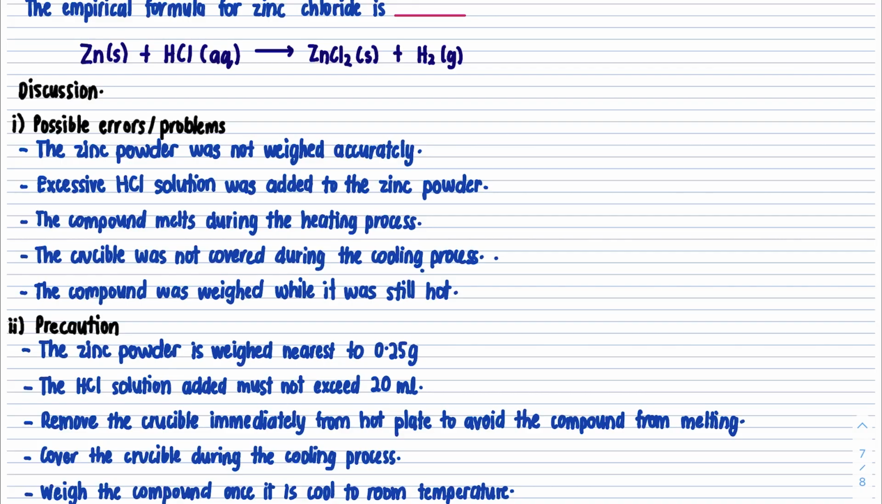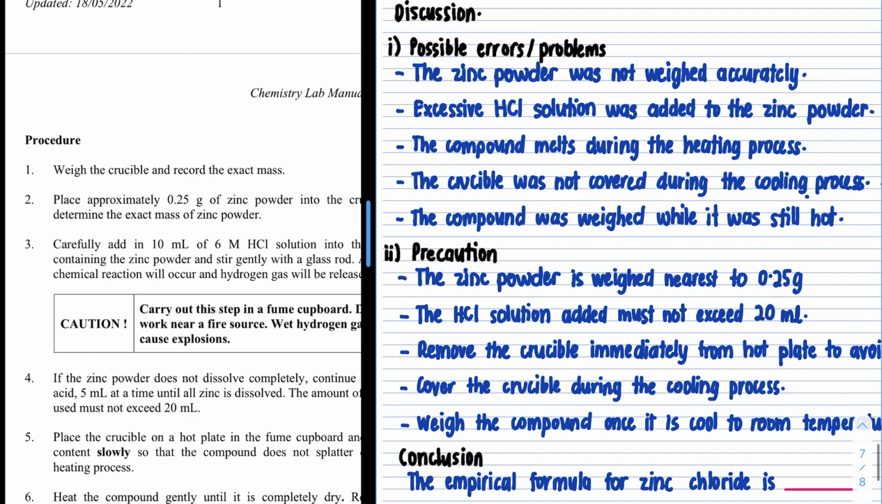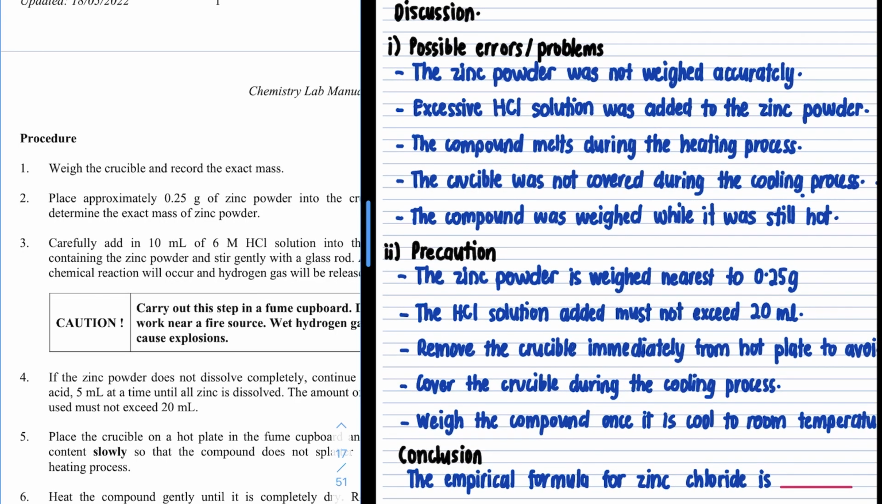For the possible error itself, I get it from the procedure itself. Let's have a look at how we're going to find out the possible errors and problems. The first one: since the procedure mentions, weigh the crucible and record the exact mass, maybe we do not encounter any problem. Second one: place approximately 0.25 gram of zinc powder. So maybe our zinc powder was not weighed correctly.